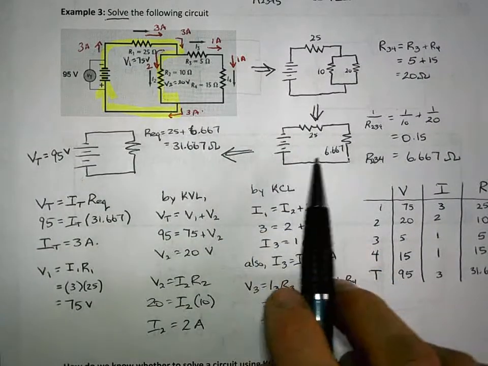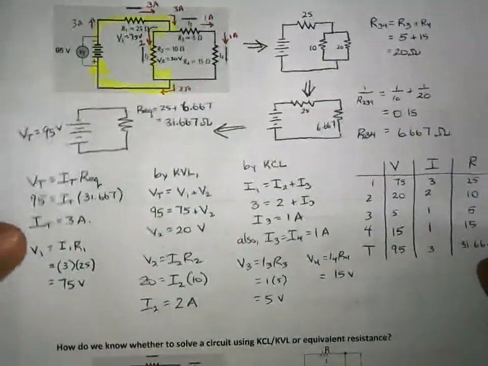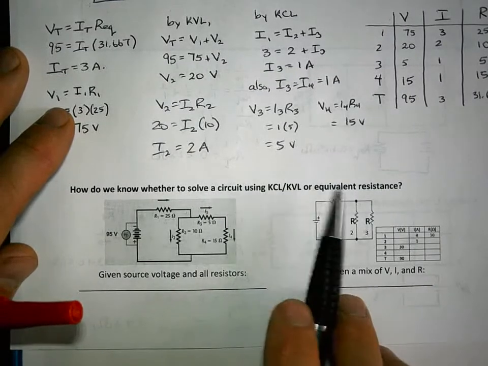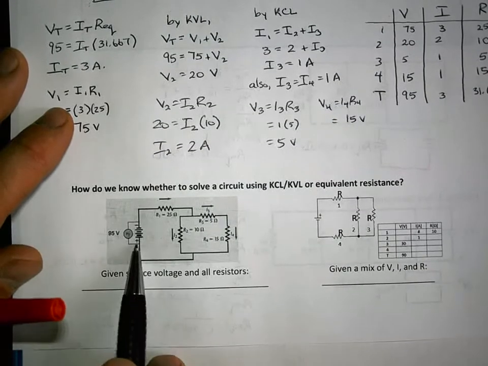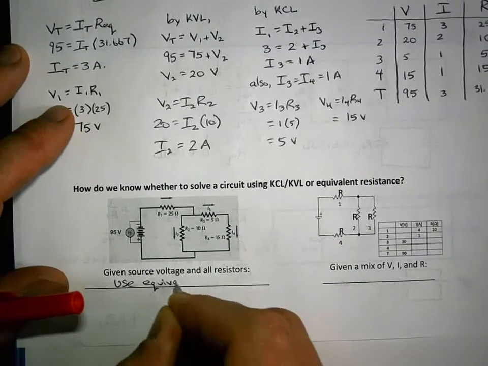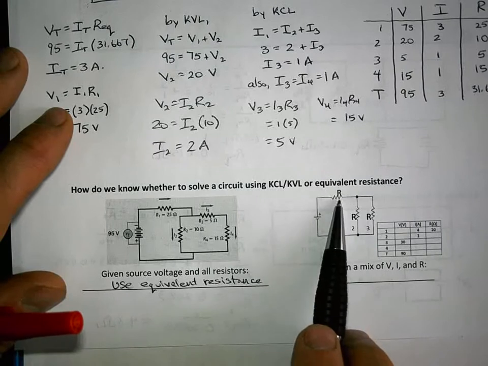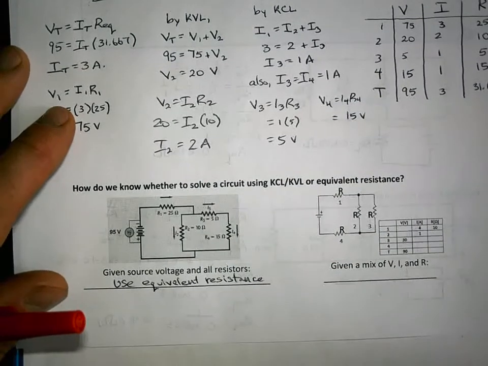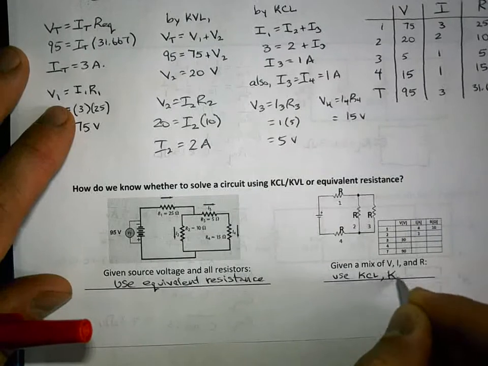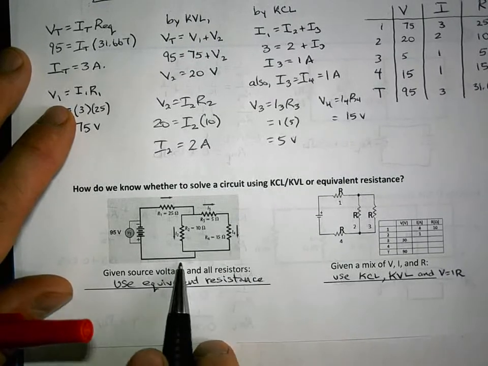We had to find equivalent resistance, go down to the most basic, solve for current here, and then we worked our way backwards. There's an important slide at the end of your presentation. How do I know whether to use KCL, KVL, or equivalent resistance? Well, if I give you a voltage of the source and only resistances, then you should use equivalent resistance. That was like the question we just did. If I give you a mix, some resistances, some voltages, some currents, you probably don't need to use equivalent resistance. You probably use your KCL, KVL, kind of like last week's questions, and Ohm's law. So this is probably a harder question, which we'll see.